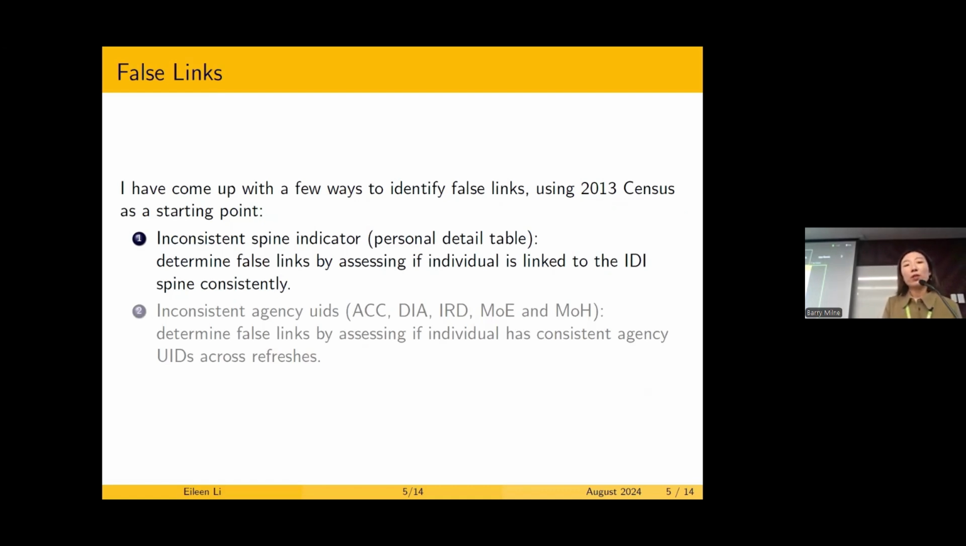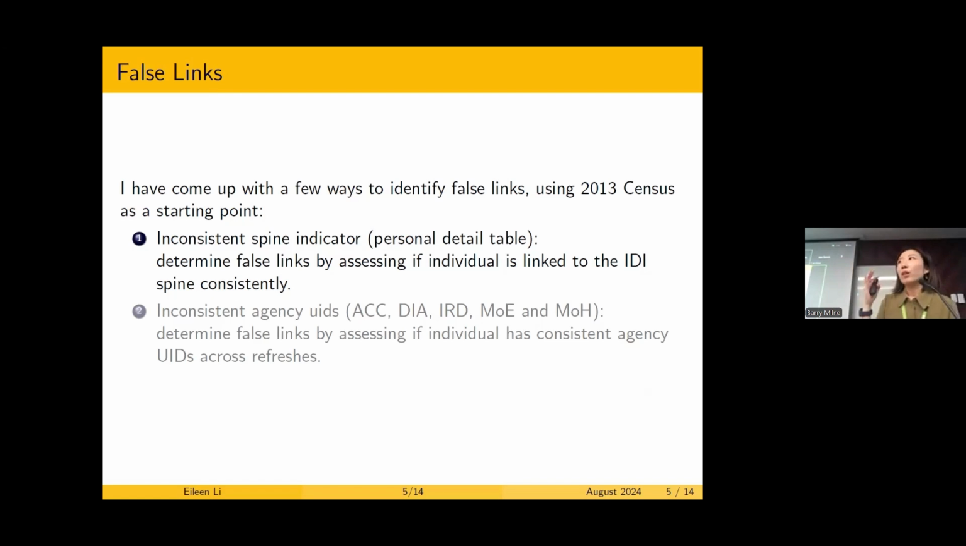Yes, so with all the different approaches of identifying false links, I'm going to talk about one of them, which I call the inconsistent spine indicator, and that is based on a special feature of the IDI. We know that the IDI is made up of node datasets, like Ministry of Education data is one of the nodes, Ministry of Health is another one of the node datasets. And every time a linkage is done, every record gets linked to the spine. Every node dataset links to the spine before they can link to each other.